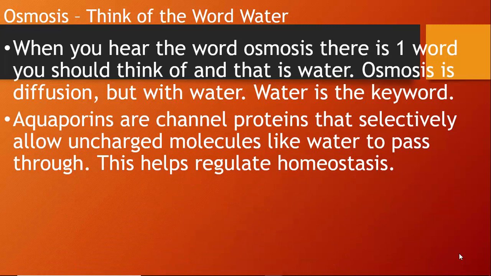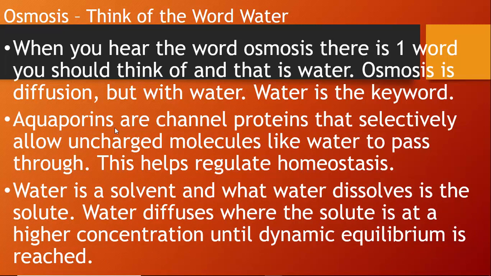Now, aquaporins are channel proteins that selectively allow uncharged molecules like water to pass through. And this helps regulate homeostasis. Homeostasis being keeping everything stable inside the cell. Now, aquaporins, what does aqua mean? Aqua means water. Porins are the openings in the cell membrane. Well, what can pass through the water openings? Water.